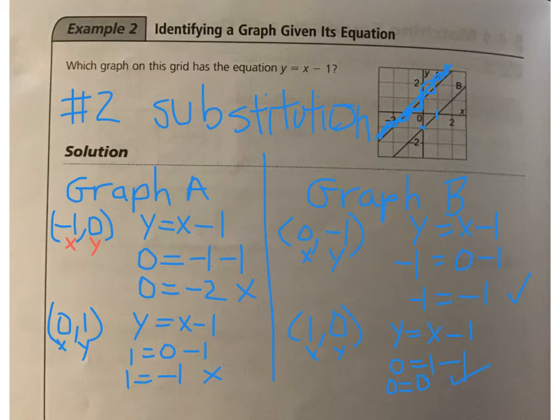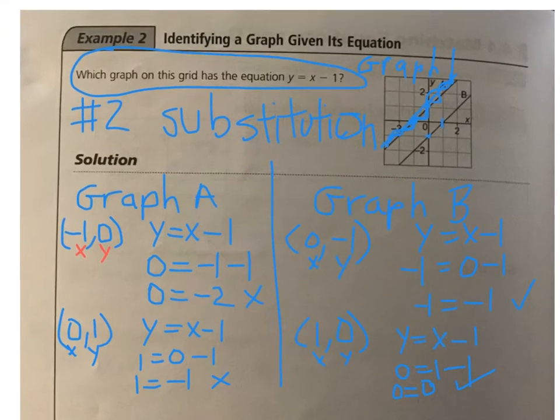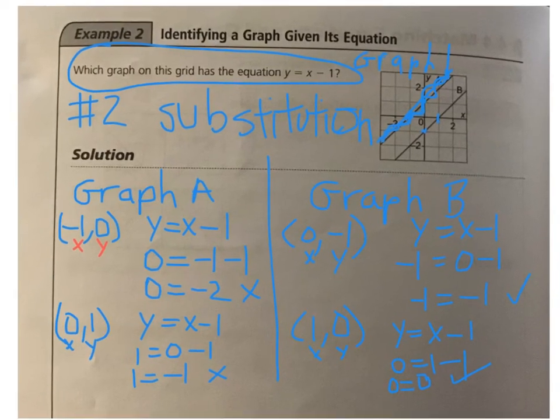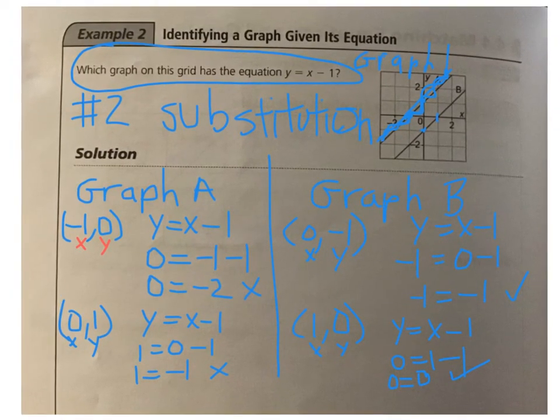Because these 2 points worked, which graph matches this equation? The answer would be graph B. X minus 1 is the equation. If you were graphing that, it would look like graph B.